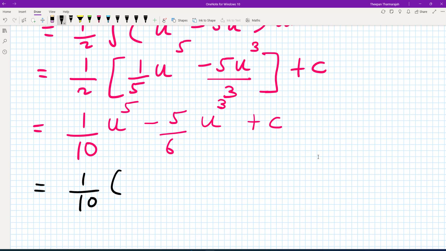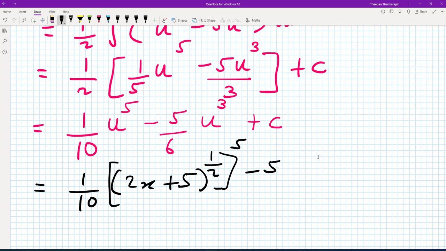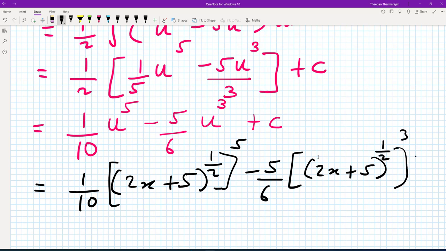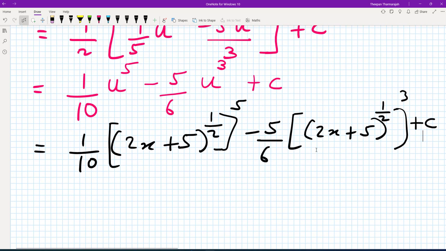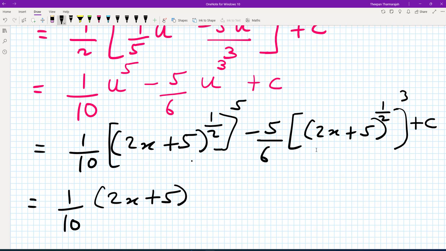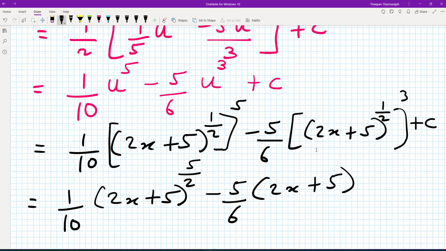So it's going to be 1 over 10, (2x plus 5) raised to the power of a half, all raised to the power of 5 if you like, minus 5 over 6, and then we've got (2x plus 5) raised to the power of a half, all raised to the power of 3, plus the arbitrary constant. And then we can simplify that down to be 1 over 10, (2x plus 5) raised to the power 5 over 2, minus 5 over 6 times (2x plus 5) raised to the power 3 over 2, plus the arbitrary constant c.